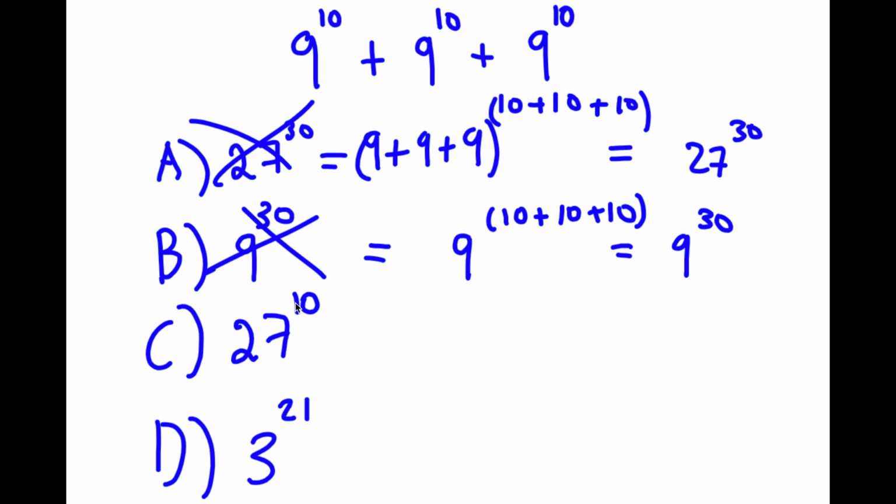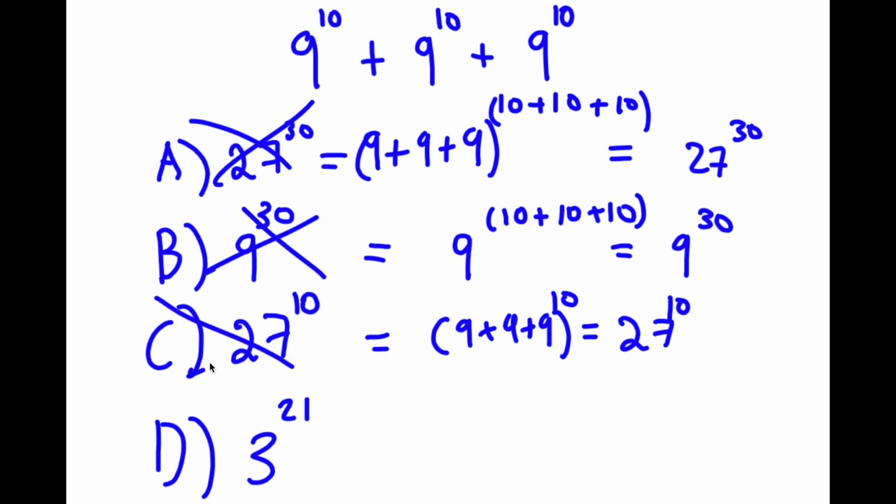Now for C, we have 27 to the power of 10. How you get this is you add all the bases and keep the exponent the same. So you do 9 plus 9 plus 9 to the power of 10. We keep the exponent 10 the same. 9 plus 9 plus 9, that's 27. So we have 27 to the power of 10. That's how you got this answer, and that is wrong as well. That's not the right way to add exponents.